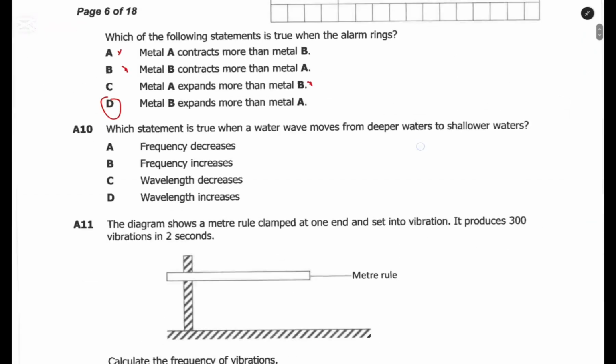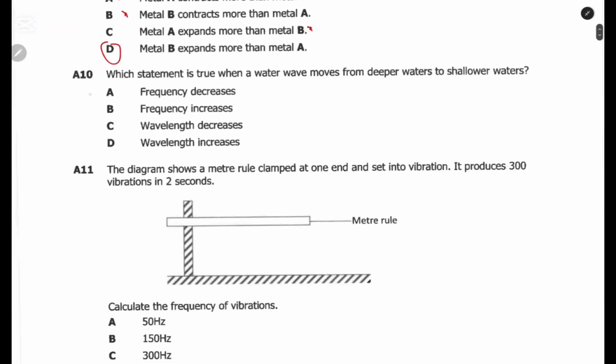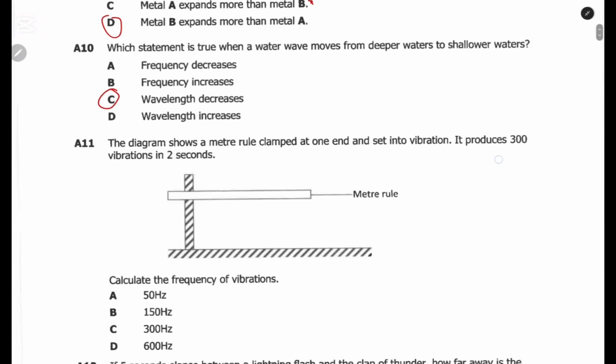Then question 10, which statement is true when water waves move from the deeper water to the shallow water? The statement that is true here is that wavelength decreases. Therefore the answer on question 10 is C, wavelength decreases.